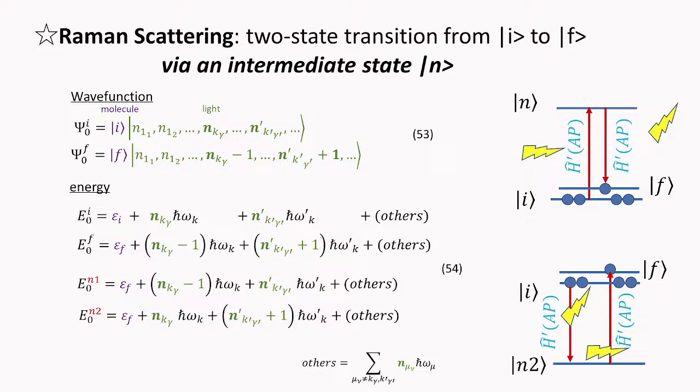But only considering the equation, it's possible to consider the second possibility. That is, in the first step from initial to N2, photon increases by 1. That is, emission occurs.